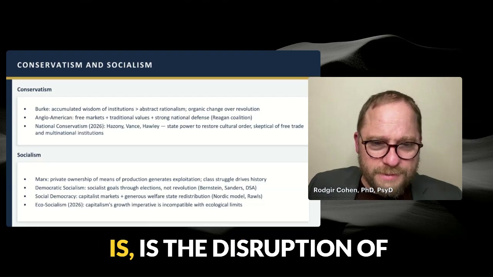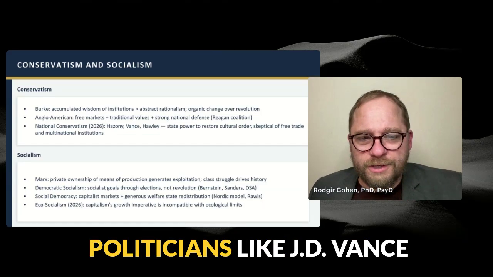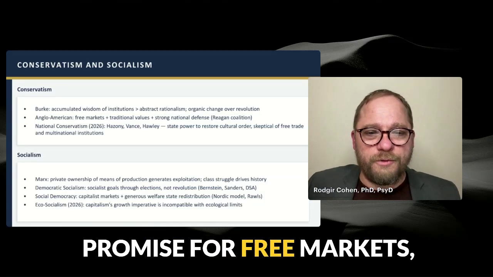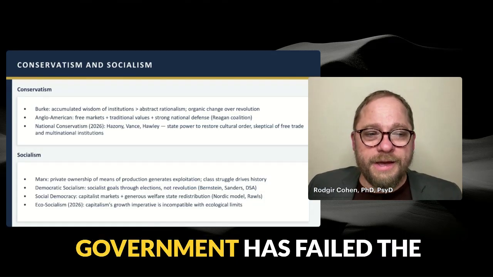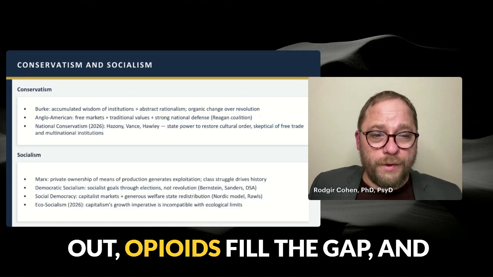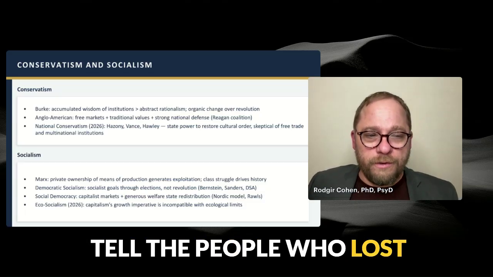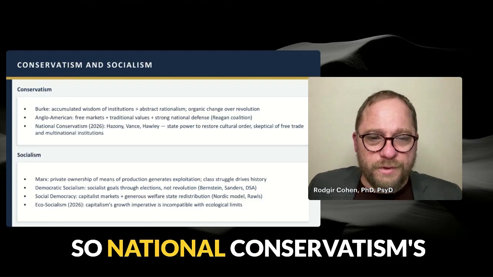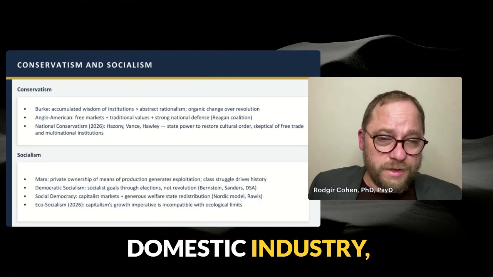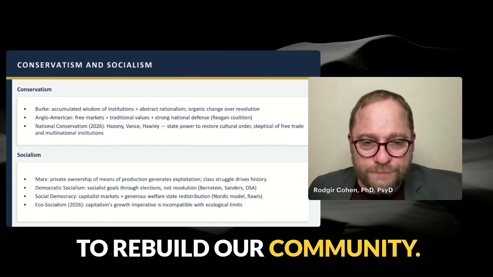National conservatism is the disruption of that coalition, though. Thinkers like Hazony, and politicians like J.D. Vance and Josh Hawley, argue that classical liberalism's promise of free markets, individual rights, and limited government has failed the American working class. Manufacturing jobs are gone, communities are hollowed out, opioids fill the gap, and cosmopolitan elites who benefit from globalization tell the people who lost their jobs to learn to code. So national conservatism's response now is to use state power: tariffs to protect domestic industry, immigration restrictions to protect American workers, and cultural restoration to rebuild our community.